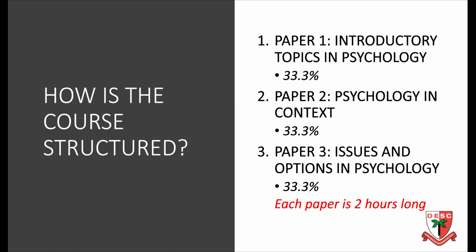Paper 2 is psychology in context. This is the more scientific element. So we've got biopsychology here, we've got approaches here, and also research methods, which contains quite a lot of the mathematical elements of the course. And thirdly, paper 3, which is also 2 hours in length, is issues and options in psychology. So there are specific options that we do. Issues and debates is compulsory, but hopefully in the rest of the PowerPoint slides, I'll break down which ones we do, and hopefully they will be of interest to you.